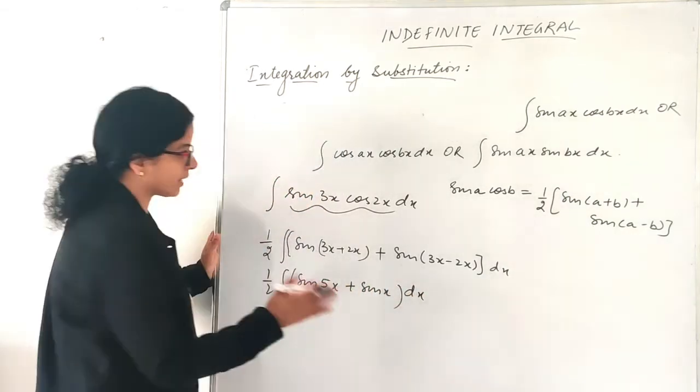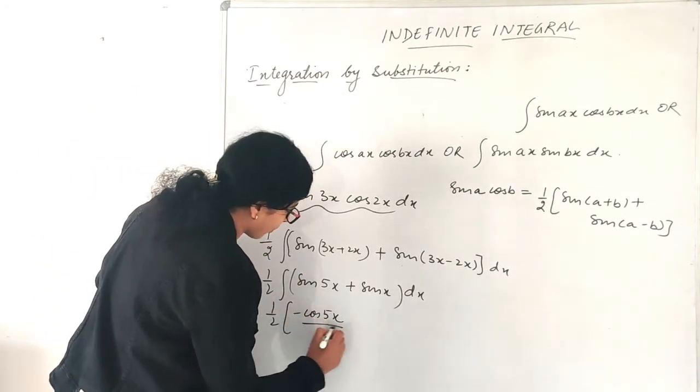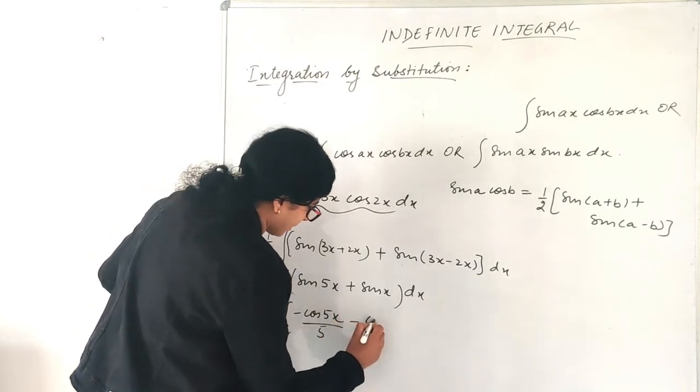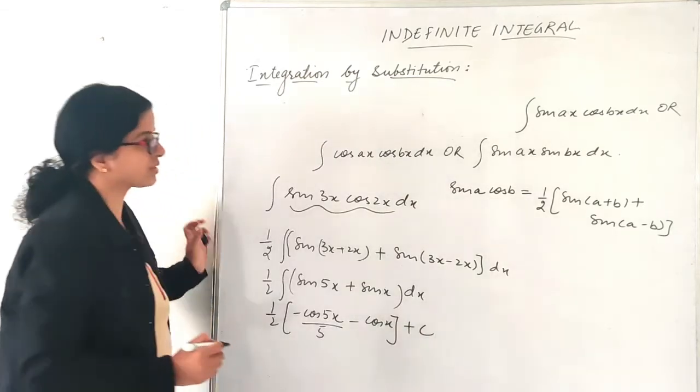Now simply we can integrate. So what will it become? It will become minus cos 5x upon 5, whatever is the coefficient of x, minus cos x. Here the coefficient of x is 1, so no need to write it, plus c. This is the answer, right?